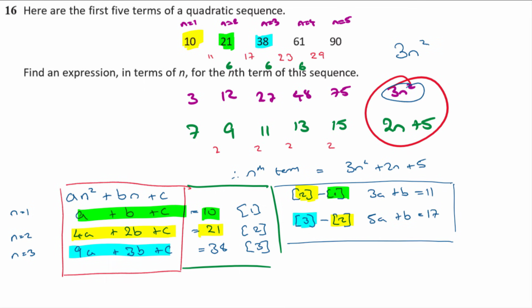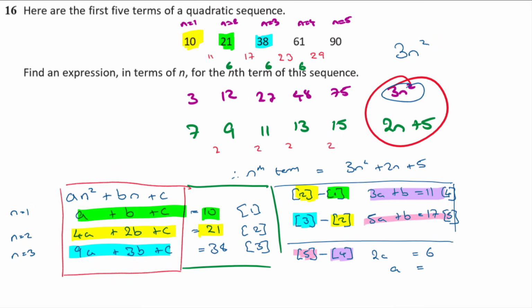And now what we're going to do is take one of those away from the other. So that's going to be my equation 4 and my equation 5. And now I'm just going to take 4 away from 5. So equation 5 take away equation 4. What's that then? So equation 5 is this one. Equation 4 is this one. So if I'm taking equation 5 and subtracting equation 4, what do I get? That's going to give me 2a is equal to 6.